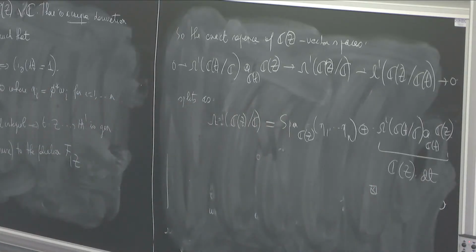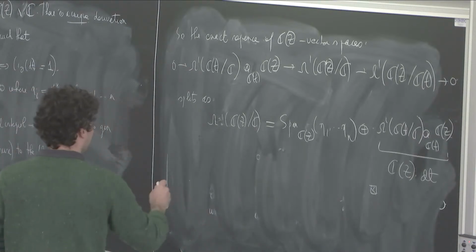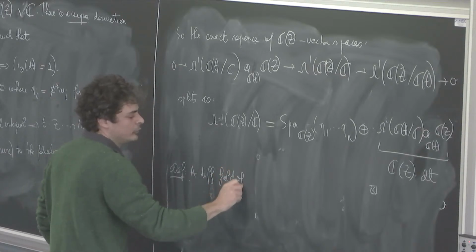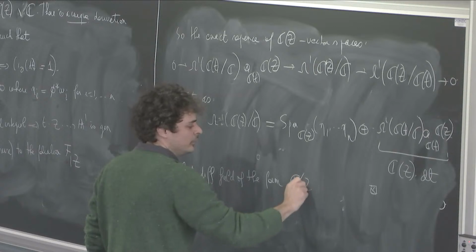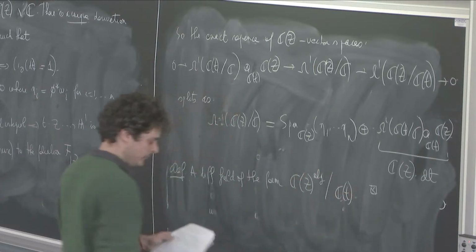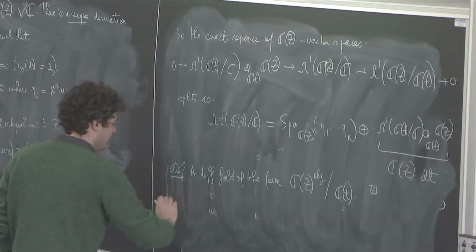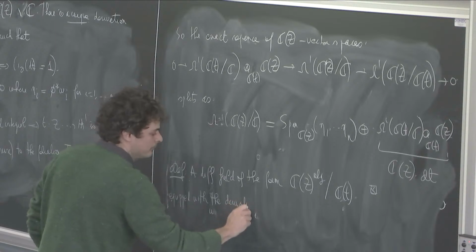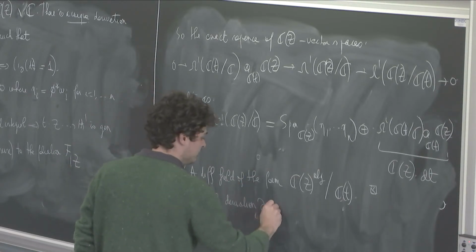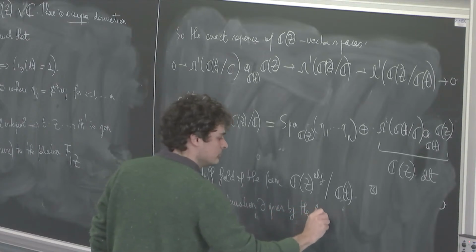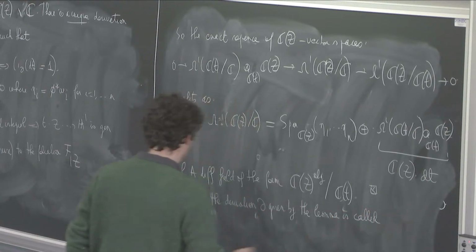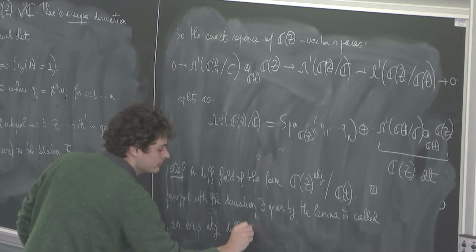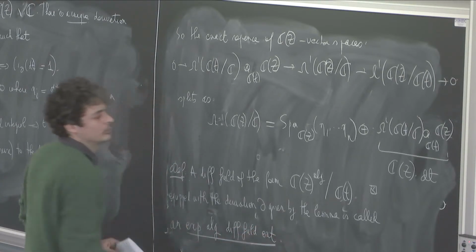Okay. And so this object, a differential field of the form C of Z alg divided by C of t, equipped with the derivation given by the previous lemma, is called an exponentially algebraic differential field extension. Okay.